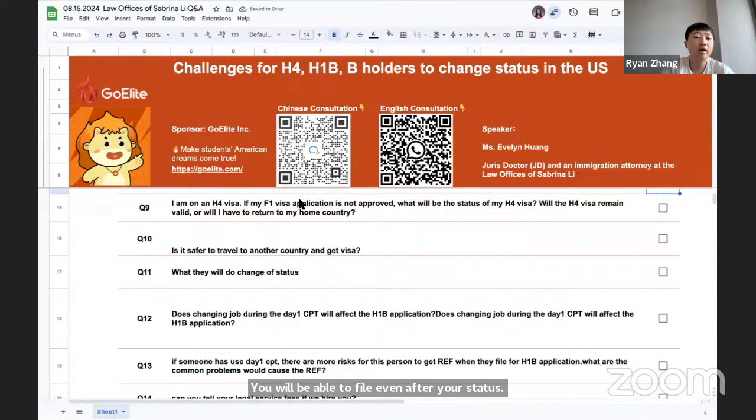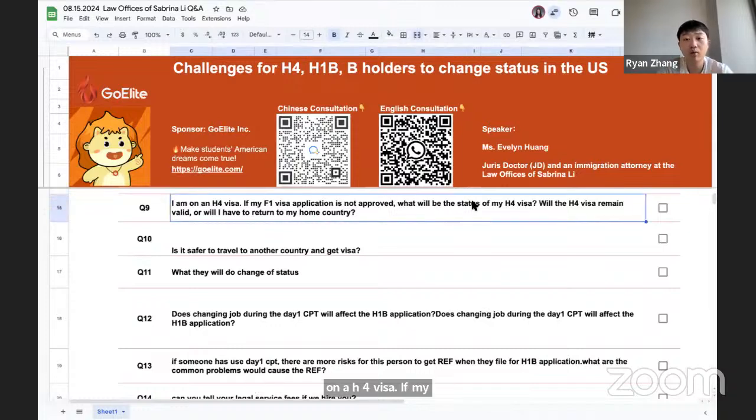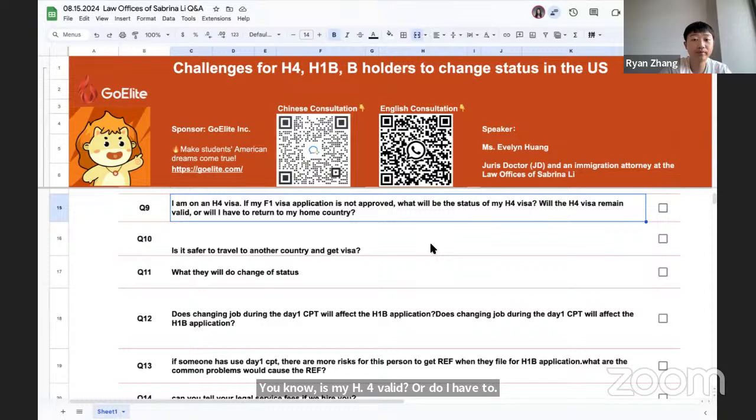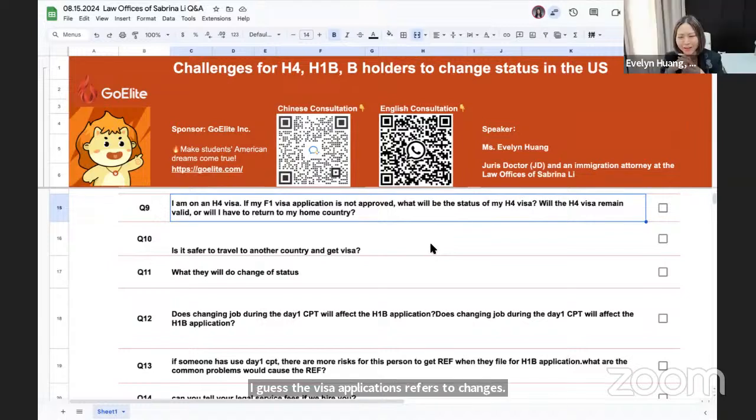So this person said, I'm on an H4 visa. If my F1 visa application is not approved, what will be the status of my H4 visa? Will the H4 remain, is my H4 still valid, or do I have to go back to my home country? I guess the visa application refers to change of status. Yeah, that's my understanding too. I believe this person is asking about change of status from H4 to F1. If the application is not approved, then as long as you are still the spouse of the H1B principal, and that principal maintains an H1B status, you are H4.